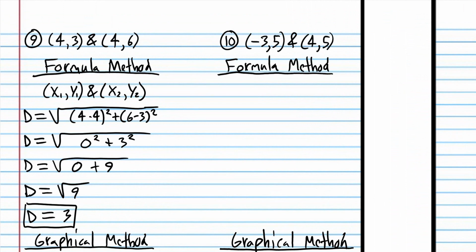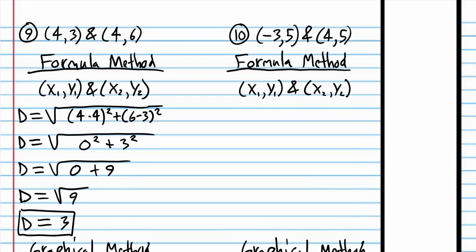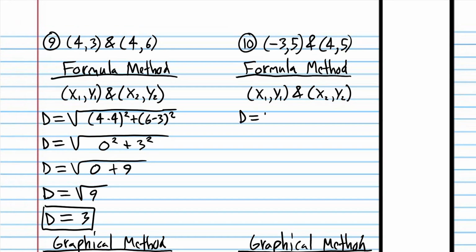I'm going to start with the formula method. Again, if you prefer the graphing method, you can just skip forward, or you can just check your answer. You don't have to watch me do this at all if you just want to check your answer. So again, I'm not going to show every single step here. 4 minus negative 3 and 5 minus 5. So again, we have a weird situation here.